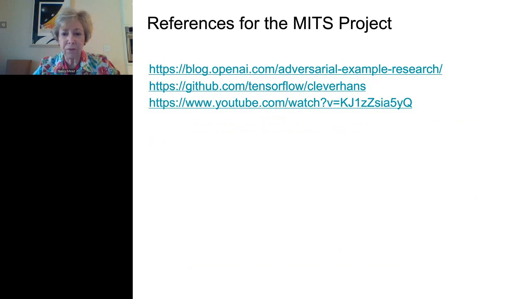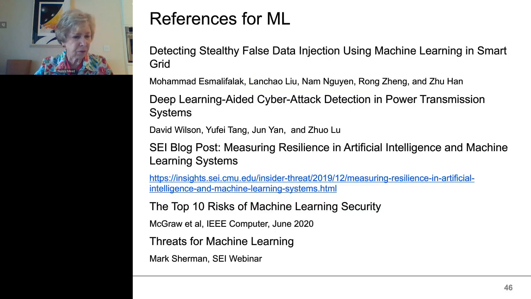These are the references for the student project on machine learning. And then so these are the students' references. And then finally, here are a bunch of references for machine learning. I would recommend working from the bottom up. There is a recent webinar that I looked at from the Software Engineering Institute that's available for free, Threats from Machine Learning by Mark Sherman.